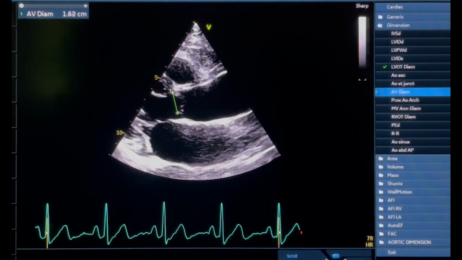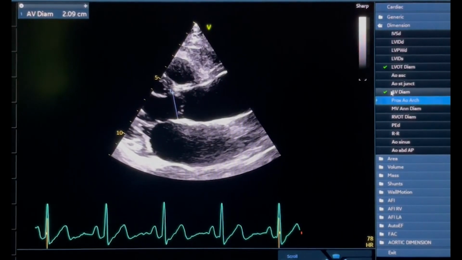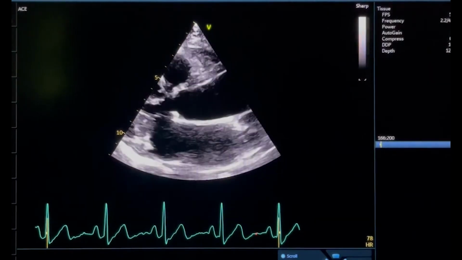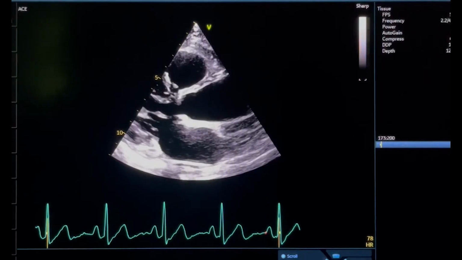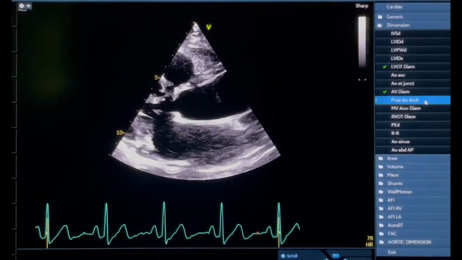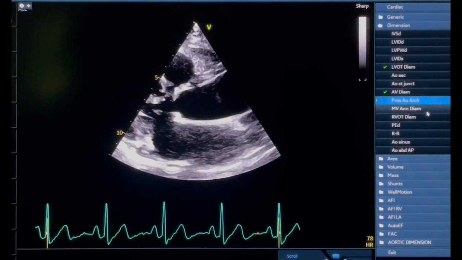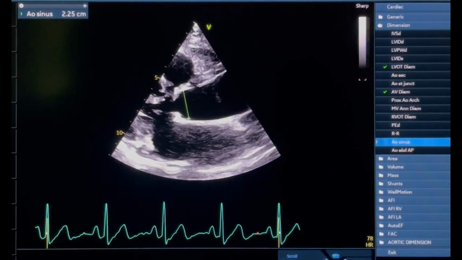Next, we move on to the mandatory measurements of the aorta and the aortic valve. These are done in a zoomed view. The LVOT measurement was taken in systole earlier. Now we take the measurement of the aortic valve, again in systole, and then freeze it in diastole, preferably end diastole, to measure the aorta at the level of the sinuses and at the level of the sinutubular junction and of the ascending aorta.